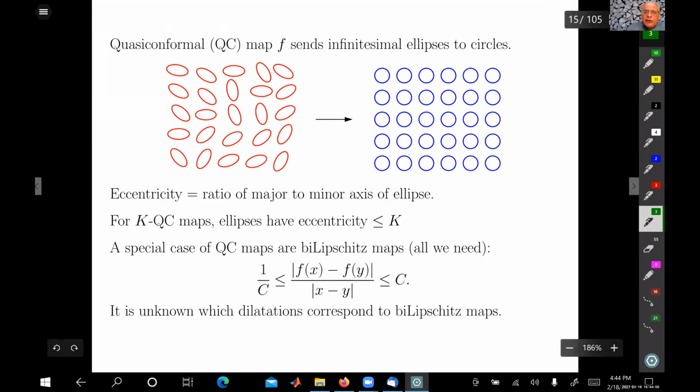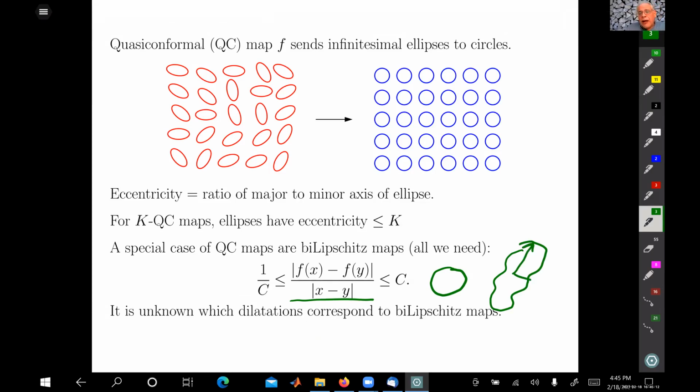There's a subclass of things which are biLipschitz. These are mappings in which the distance between points is expanded or contracted by at most bounded factors. So here it's pretty clear that a round thing can only go to something of roughly bounded eccentricity. But biLipschitz also means you can't change the scale.